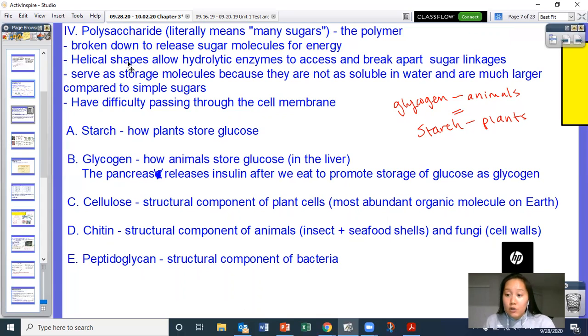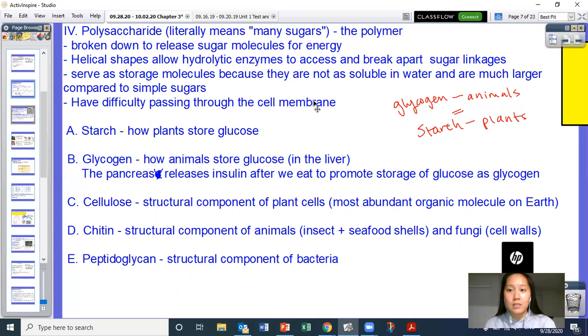Helical shapes, remember like DNA, like that staircase, that winding staircase shape? Helical shapes allow hydrolytic enzymes, so these enzymes that are hydrolytic use water to break, right? Water, lytic, lysis, breaking. Hydrolytic enzymes to access and break apart sugar linkages. So when you have a big chain and it's unusable, what is the point of having it? Your body is going to send in enzymes and it's going to break it apart by adding water. Once it's broken apart into the simple sugars of disaccharides or monosaccharides, then your body can easily use those for energy to power you through your competition or even just in regular daily life, because you have to eat carbs in normal living too.